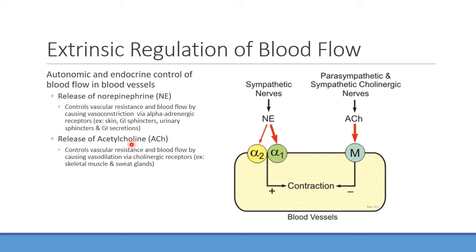But when you have release of this, this is also going to have a little bit of control in vascular resistance and blood flow. But you can also see things like vasodilation that will cause things like your skeletal muscle to vasodilate. It will cause the sweat glands to also be affected as well. So we'll kind of see how those are going to shift between one another, because it's always going to be a balance between sympathetic and parasympathetic, and how those effects will kind of change.